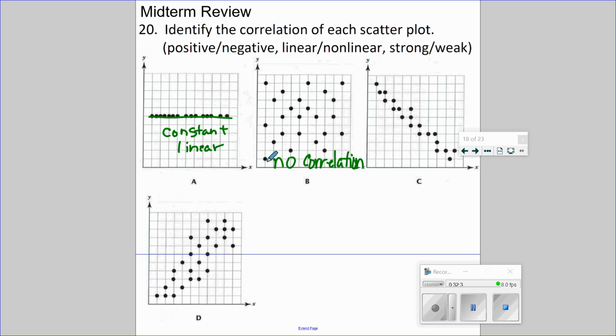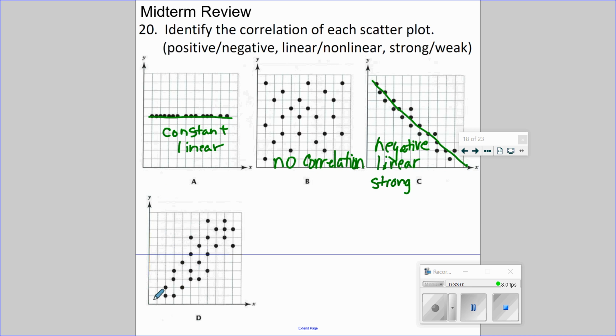draw a trend line. The next one, going from left to right, it's decreasing, so you try to draw a trend line through the center of the data. Okay? So this is negative. It's a straight line, so it's linear. And it has a strong correlation because the dots are very close to the trend line.